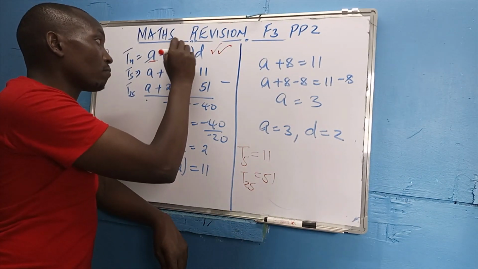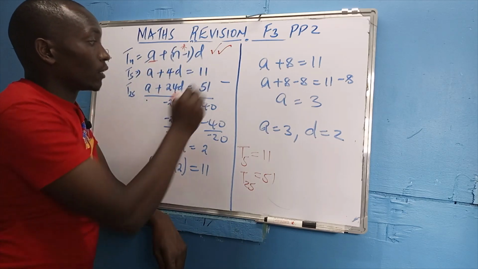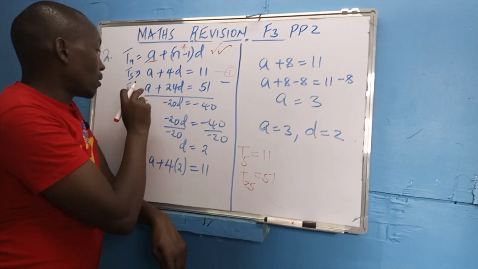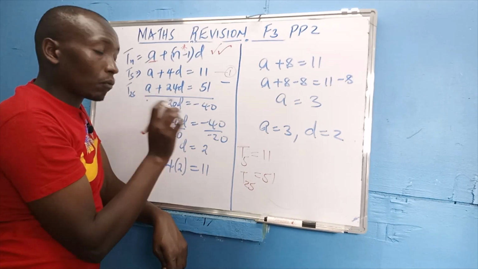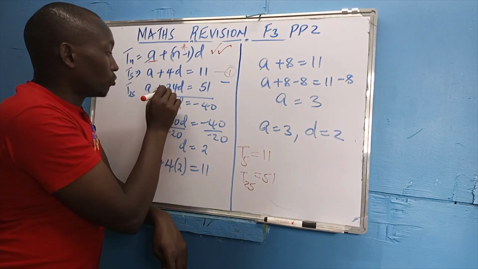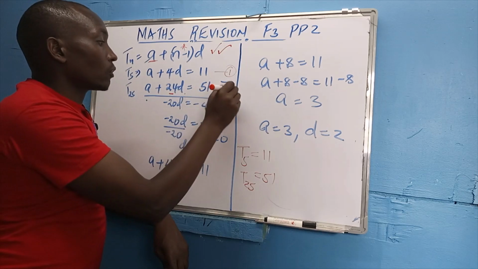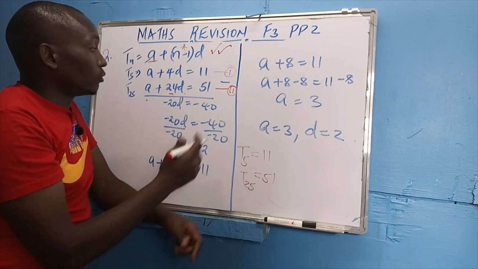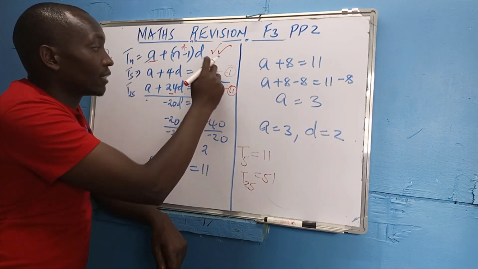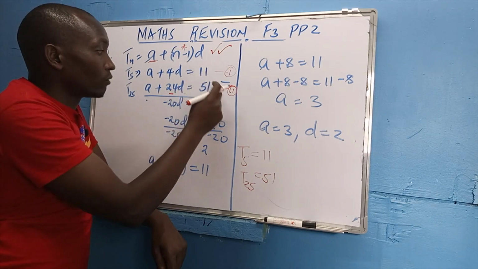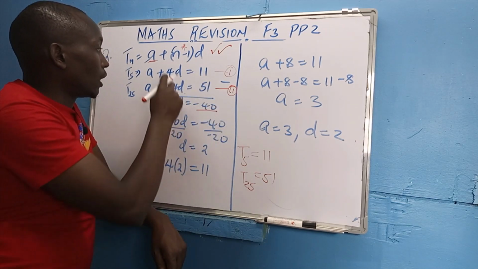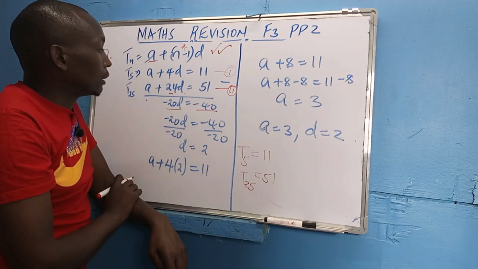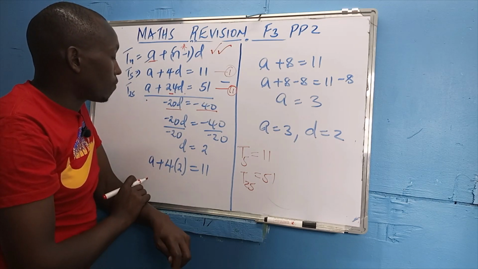That is a plus 4d equals 11. That is our first equation. Then the 25th term, a plus 25 minus 1, d, that is 24d equals 51. So this is our second equation. So we only need to solve the simultaneous equations. What I've done here is to eliminate a by subtracting the two equations. 11 minus 51, negative 40. Then 4 subtract 24, negative 20d.